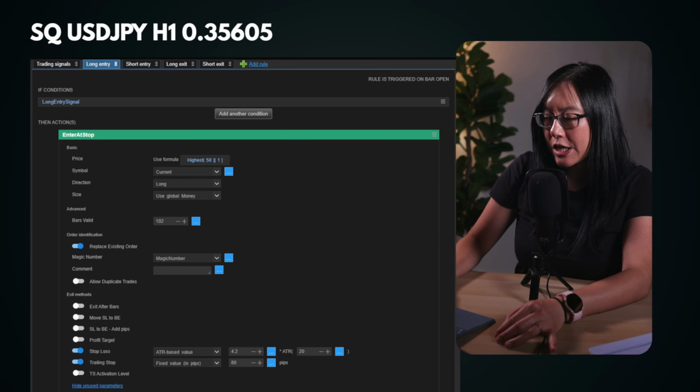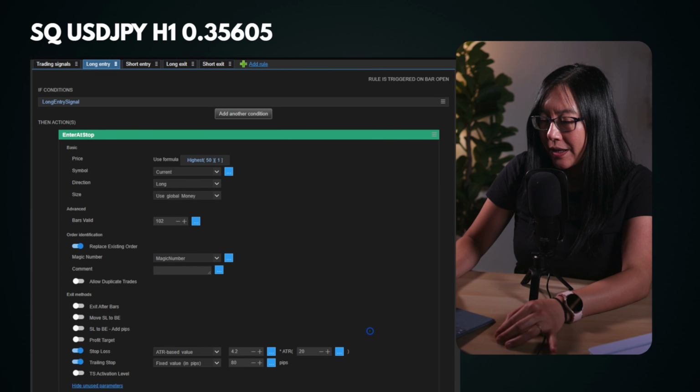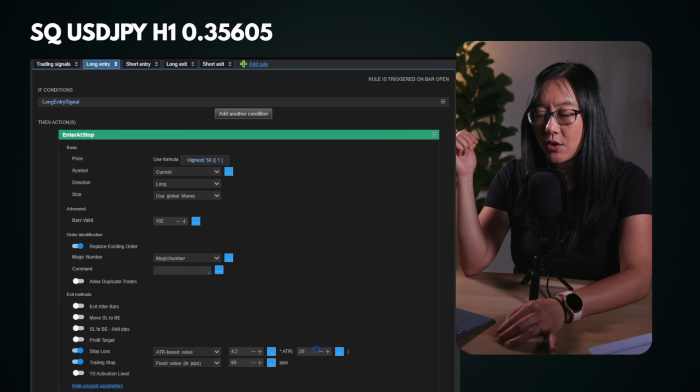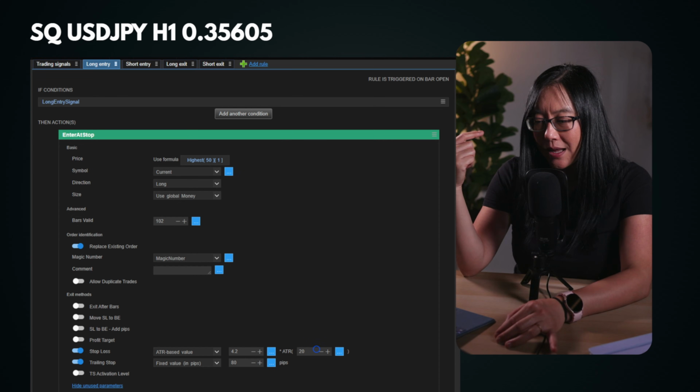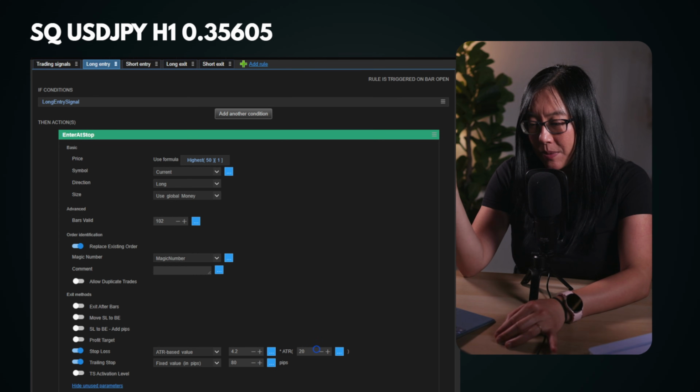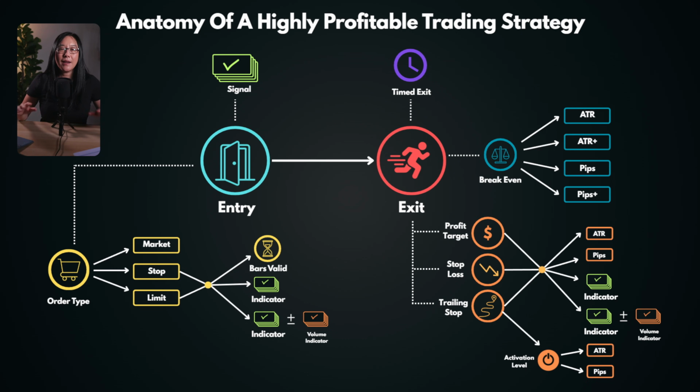This strategy uses a stop loss based on an ATR level. It's got a trailing stop of a set number of pips, but it's not using exit after bars, move stop loss to break even, stop loss to break even add pips, or a profit target. So a trading strategy is more involved than just thinking about one entry indicator and one exit indicator. There are so many more moving parts to it.